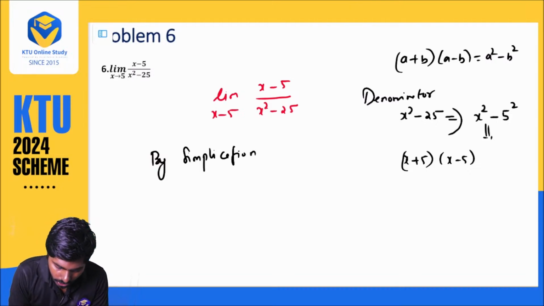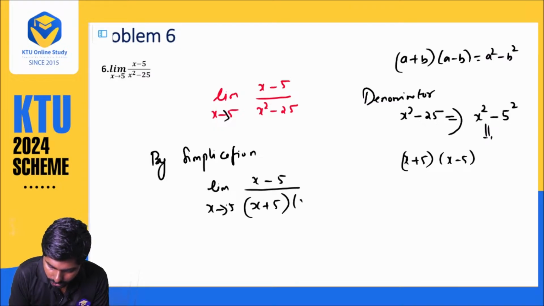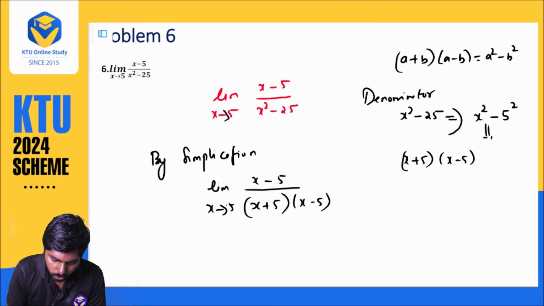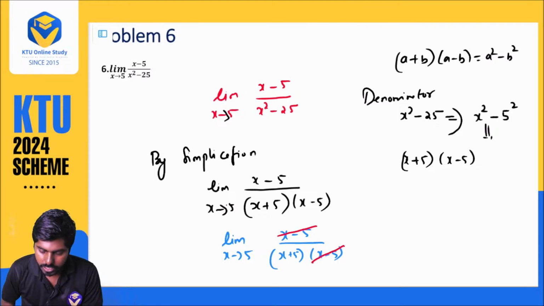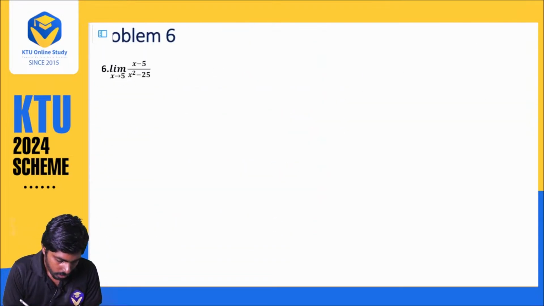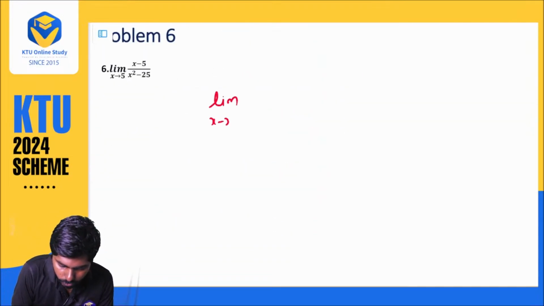By simplification, what am I going to do? I'm doing limit x approaches 5, x minus 5 divided by, I am splitting this x square minus 25 into x plus 5 into x minus 5. Now what can we do? Now we can cancel this x minus 5 and this x minus 5. Now what am I getting? Now I am getting limit x approaches 5 of 1 divided by x plus 5.